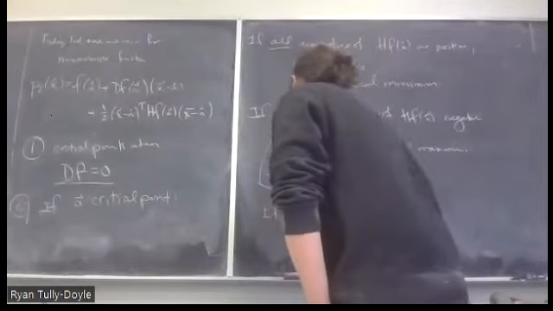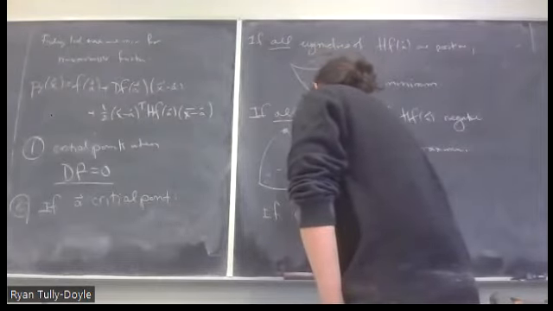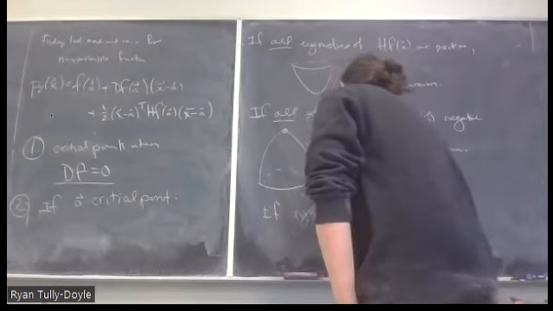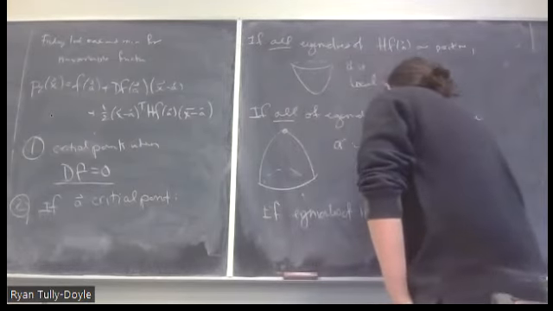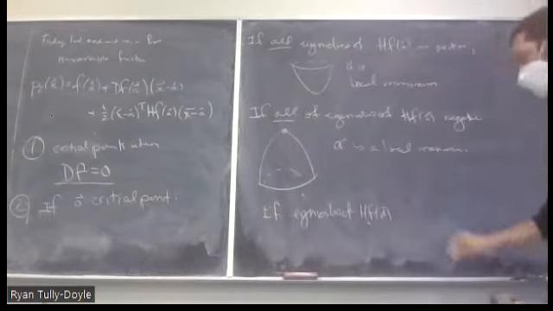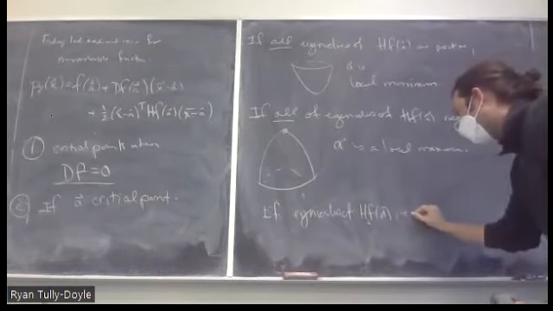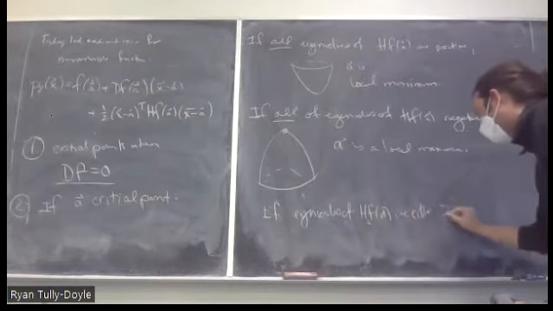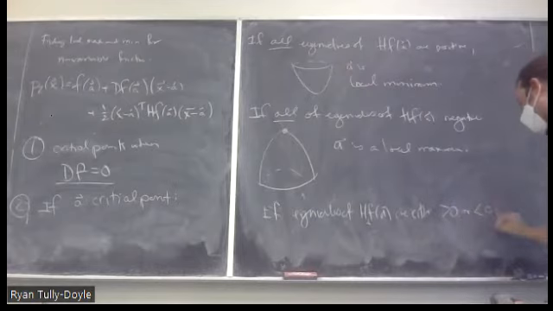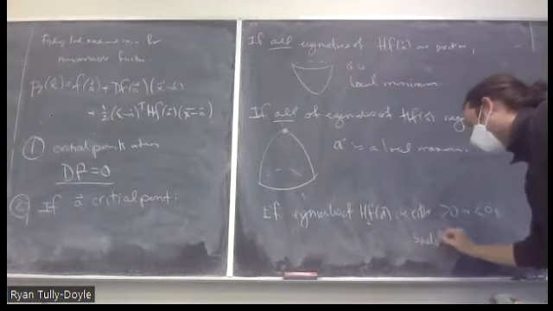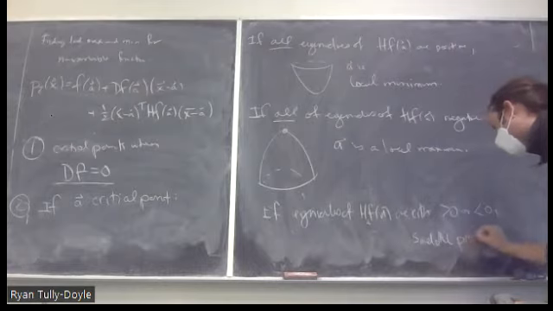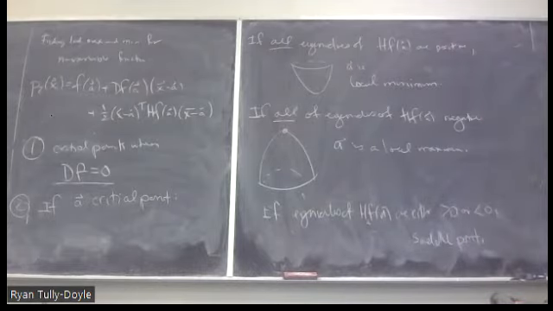If the eigenvalues of HF at A are a mixture of positive and negative, either bigger than 0 or less than 0, you're at a saddle point, which means in some directions you go up and in other directions you go down. And if any of the eigenvalues are 0, you could say nothing.